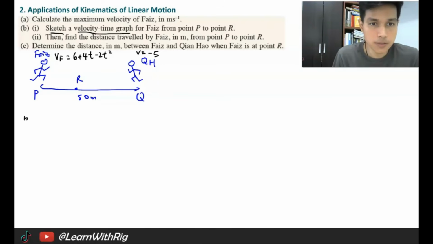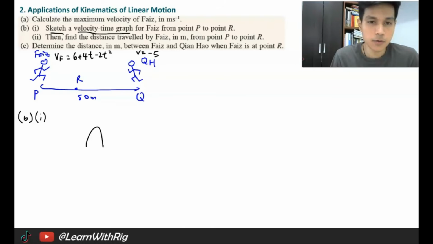So question B, B1. First thing, you want to sketch your graph. You know this is the function, right? It's a quadratic graph first of all, because it's t square. But is it going to be an N shape or U shape? Because this is a -2 here, so you know it's going to be an N shape graph.